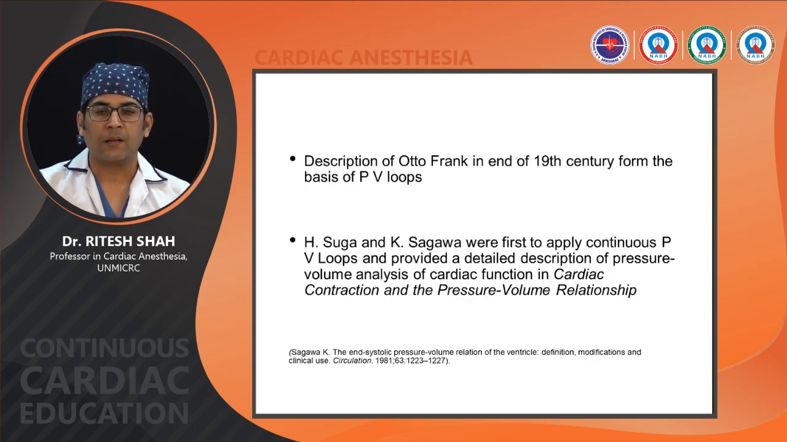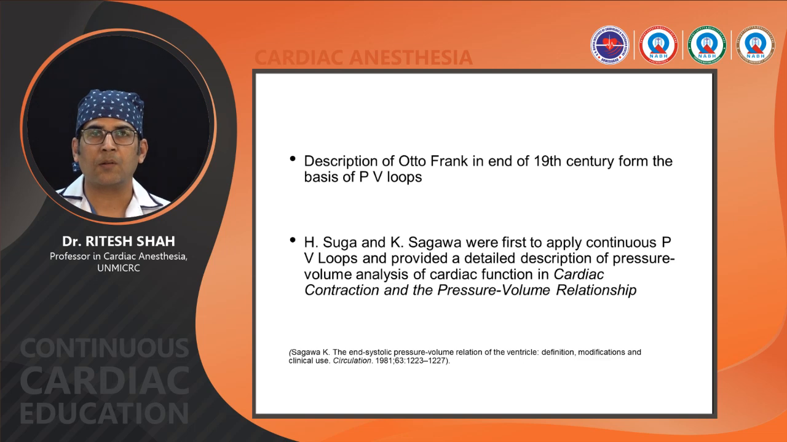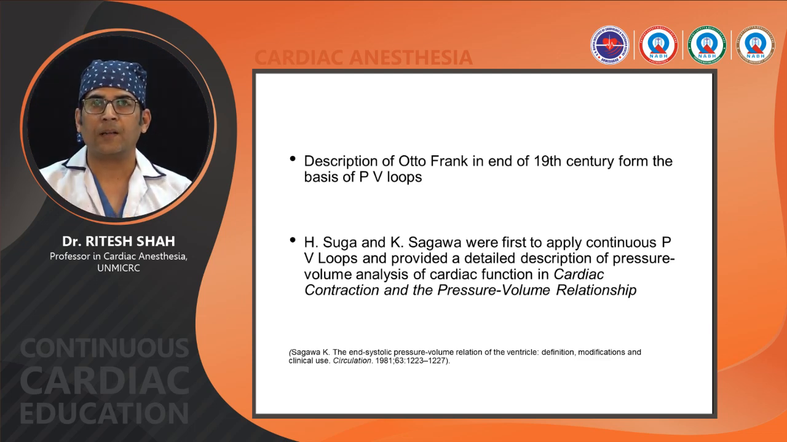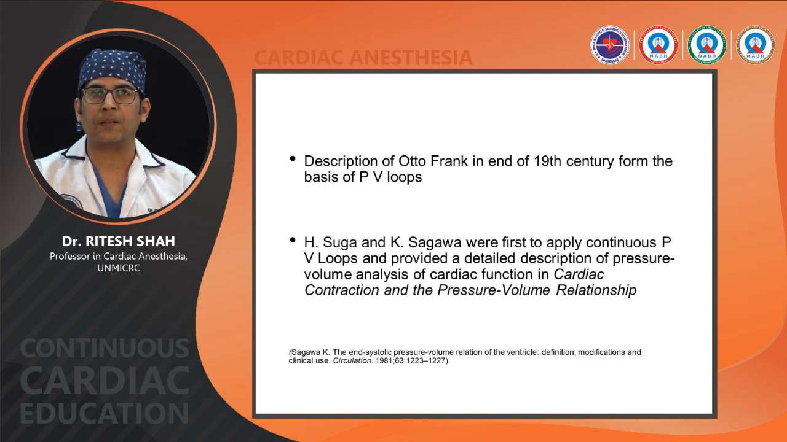Otto Frank, a German physiologist, gave a description of pressure volume loops in the frog's heart at the end of the 19th century, and this forms the basis of our understanding of pressure volume loops. H. Suga and Sagawa were the first to apply continuous pressure volume loops and provided a detailed description of pressure volume analysis of cardiac function in cardiac contraction and pressure volume relationships.